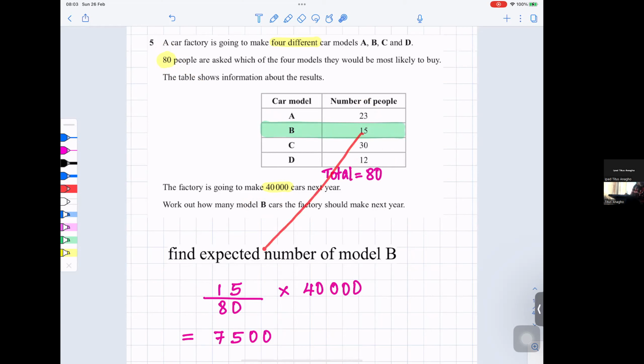There's 15 of them. And the total of 80 times 40,000, that gives you 7,500. So it's the part over whole times 40,000, which gives you 7,500.